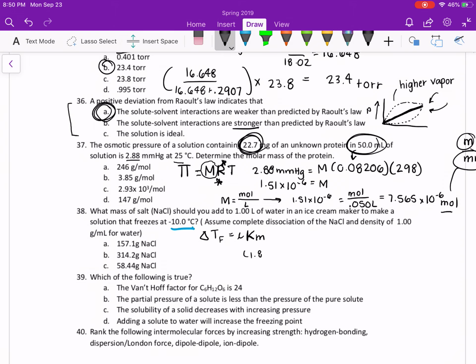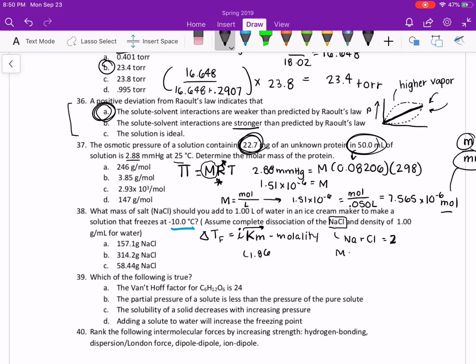And this K is 1.86. This should also be given to you. This m is molality. And this i is basically a dissociation constant. It's basically the number of particles that the compound dissociates into when it's put into water. So NaCl, for example, is going to dissociate into Na and Cl, which is 2 particles, so it's going to have an i of 2.